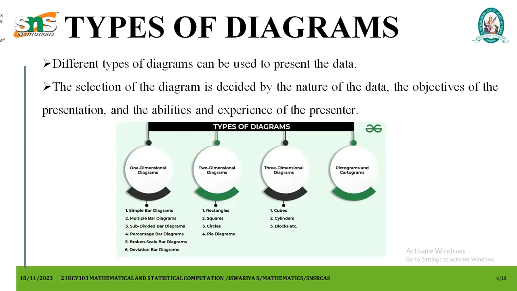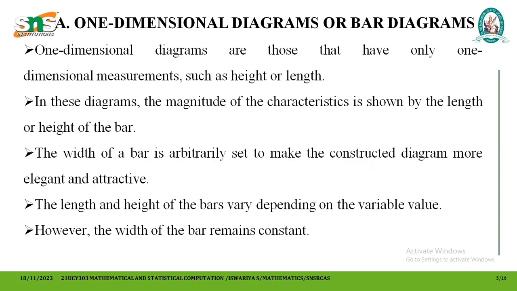So the next one is types of diagrams. Different types of diagrams can be used to present the data. The selection of the diagram is decided by the nature of the data, the objectives of the presentation, and the abilities and the experience of the presenter. So the first one is one-dimensional diagrams or bar diagrams.